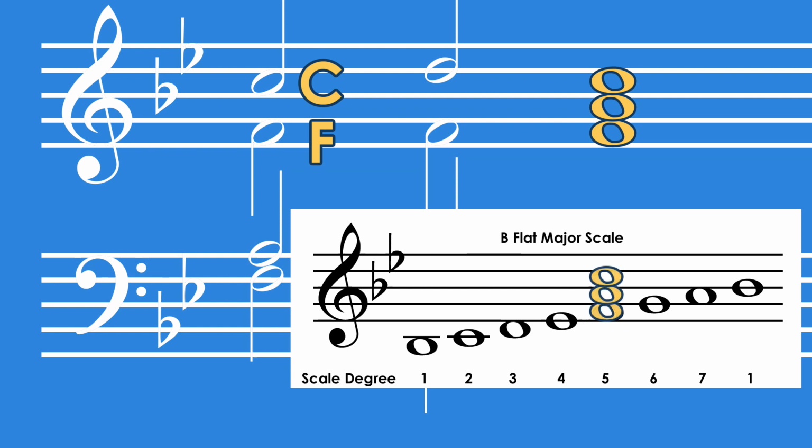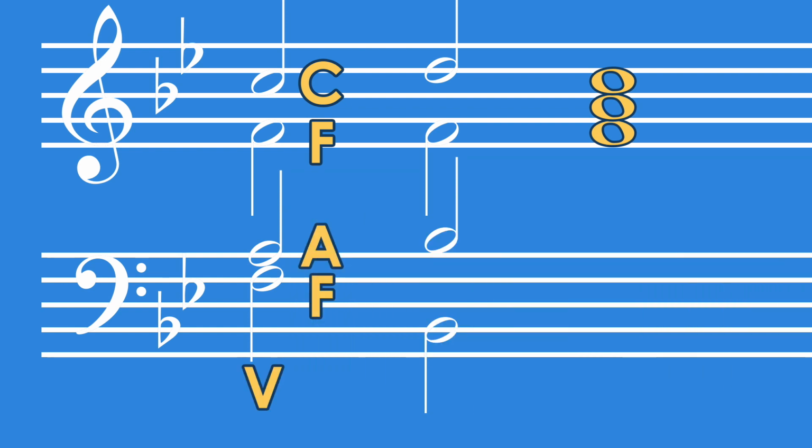Okay, so let's break it down to see what makes this an imperfect authentic cadence. In the first chord, we have F, A, F, C. If we stack these up into thirds to see what kind of chord it is, we have F, A, and C. Where does this fall on the B-flat scale? On the 5th scale degree of F. So this is a 5 chord in the key of B-flat. The F is in the bass of this chord, so we can say it's in root position.